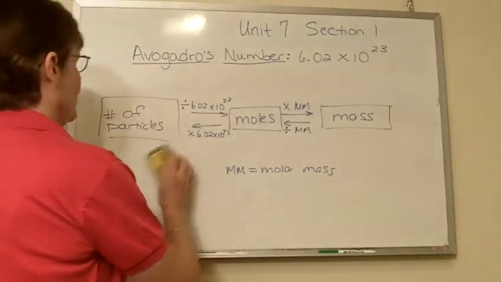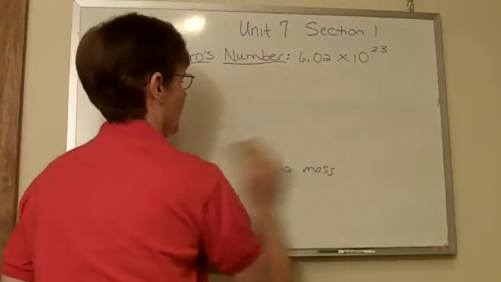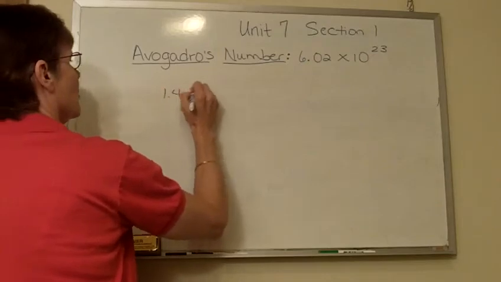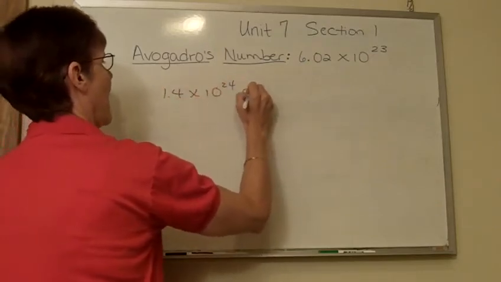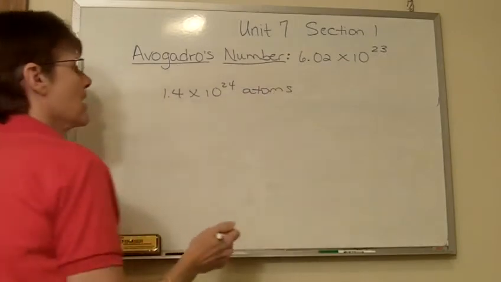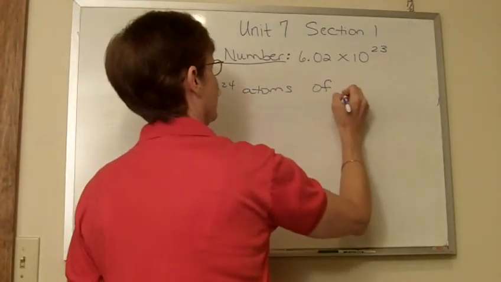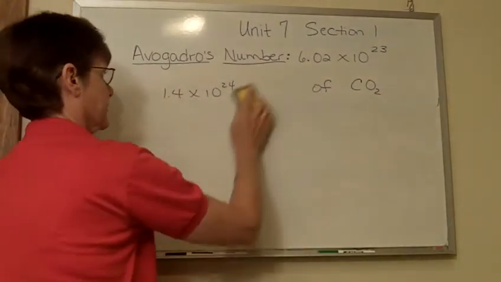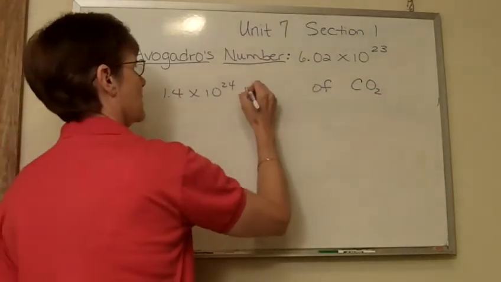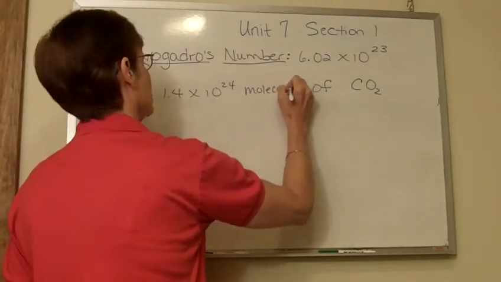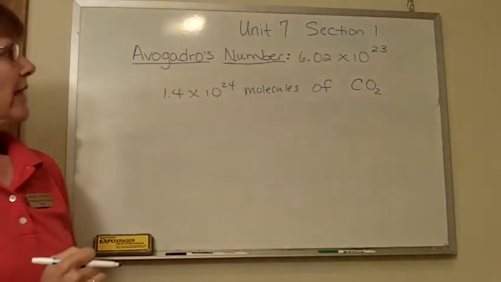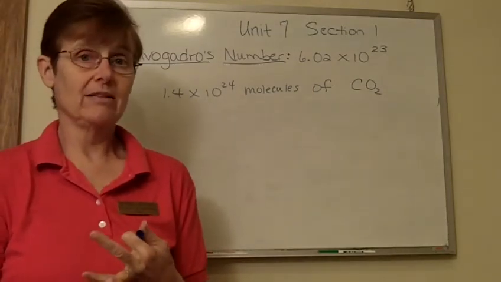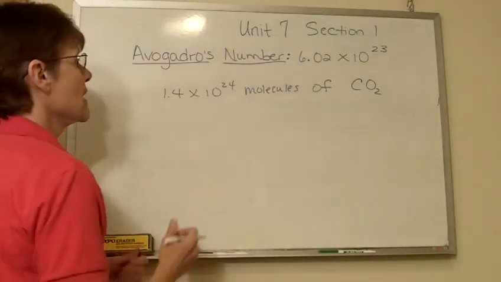So let's say that we try a couple of examples here so I don't leave you hanging too badly. Let's say that we're given 1.4 times 10 to the 24th atoms of something. Oh, let's say they're atoms of CO2, why not? And that would be molecules of CO2, wouldn't it? And let's say that we would like to know how many moles that is and what the mass is in grams. So we'll do 2 things with this.